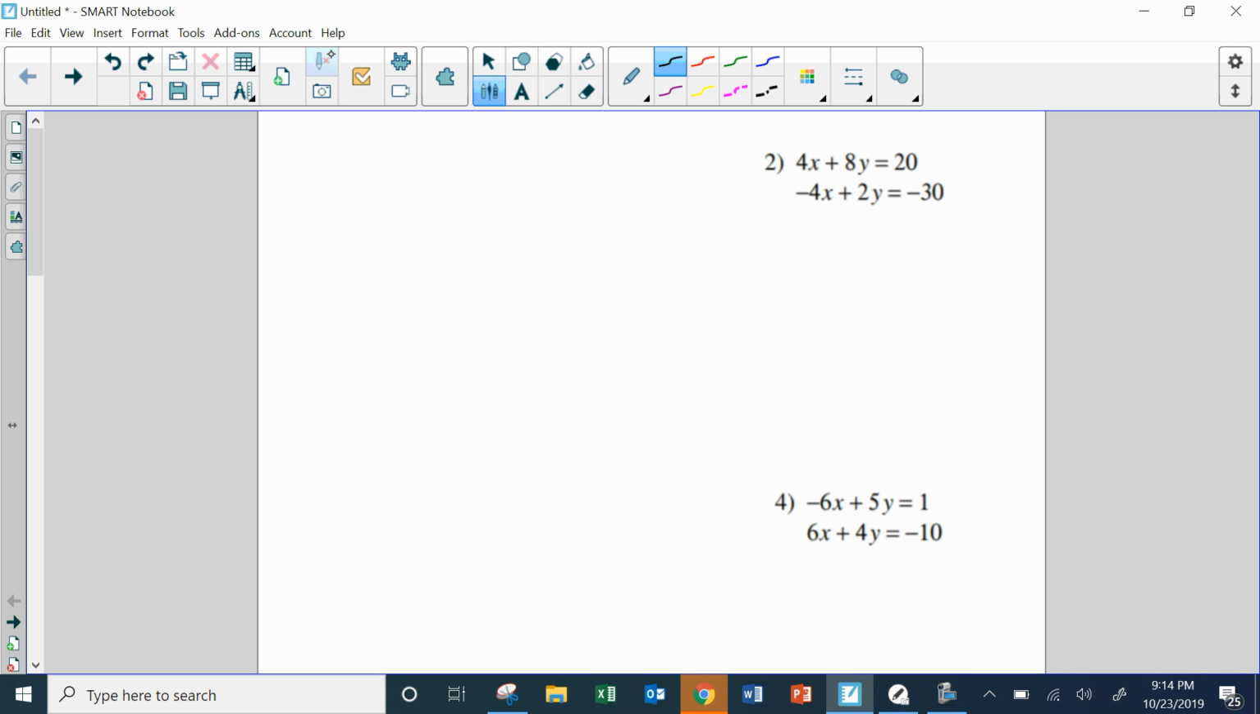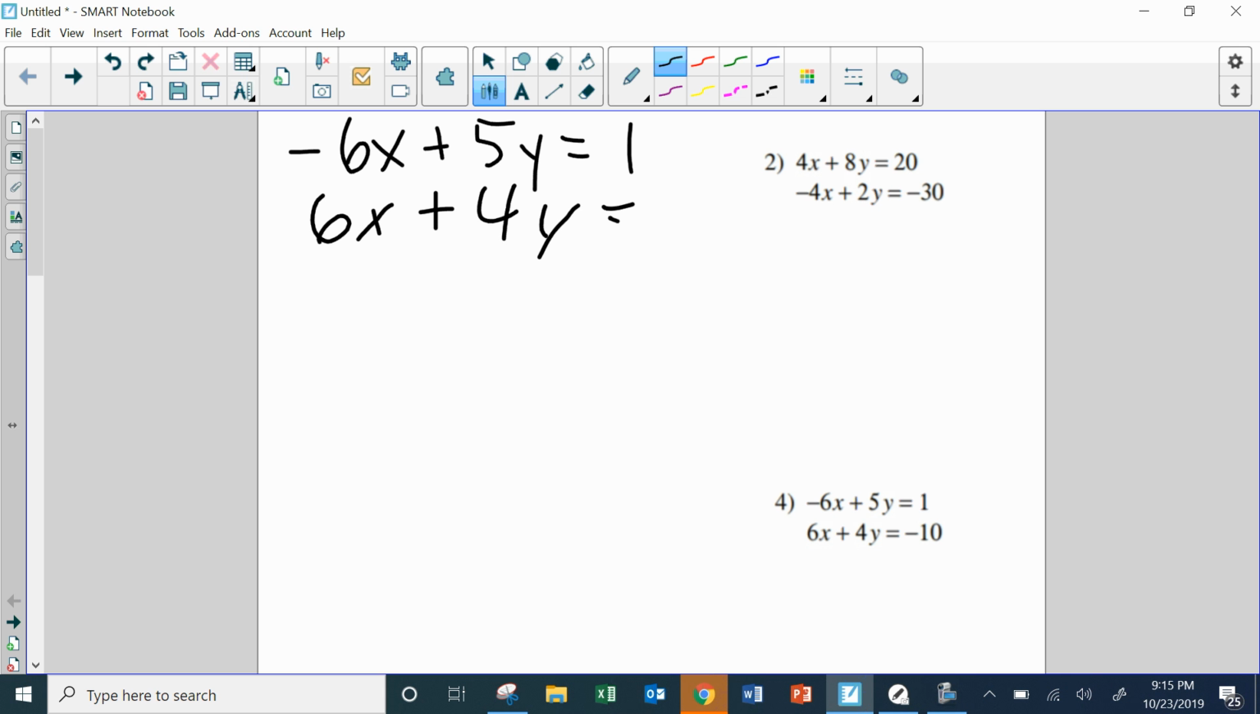So we write the equation, -6x plus 5y. Ooh, that was an ugly 6. -6x plus 5y equals 1. I have 6x. Oops. 6x plus 4y equals -10. So just problem number 4 down here.